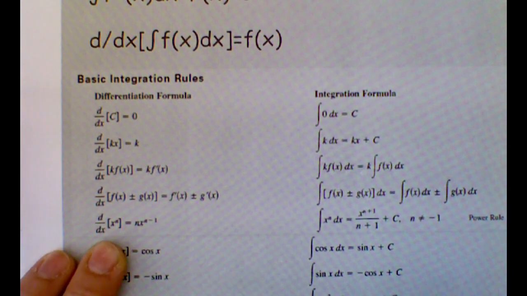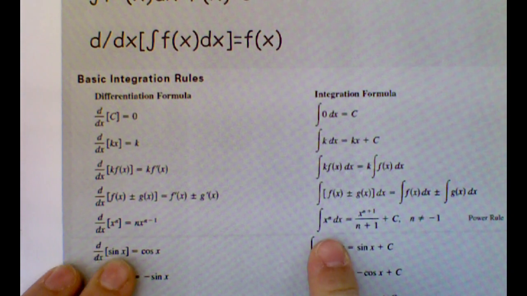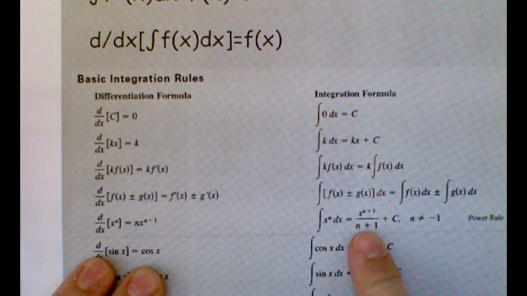So derivative of x to the n power is n times x to the n minus 1. Remember, we bring down the exponent and we subtract 1. So that means the antiderivative of x to a power is x to the power plus 1 divided by the power plus 1 plus c.